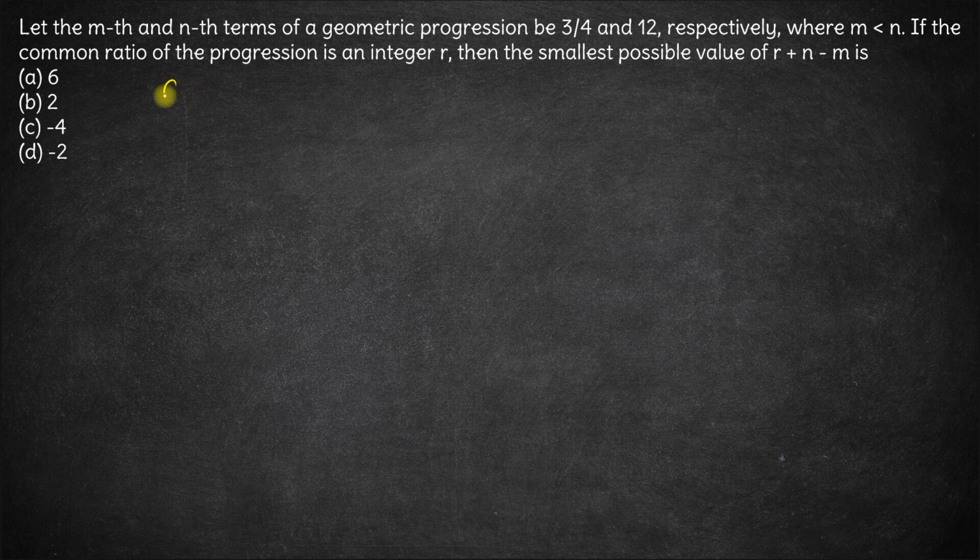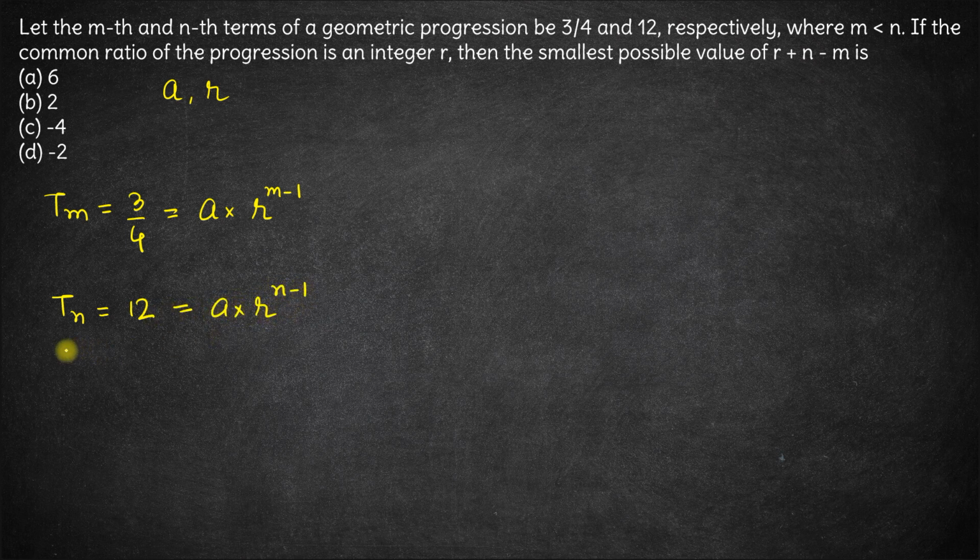Okay, so let's say the GP's first term is a and the common ratio is r, right? Now we have mth term. So mth term of a GP is given to us as 3 by 4, and we know mth term can be written as a into common ratio raised to the power m minus 1. Similarly, the nth term is given to us as 12. So 12 can be written as a into common ratio raised to the power n minus 1.